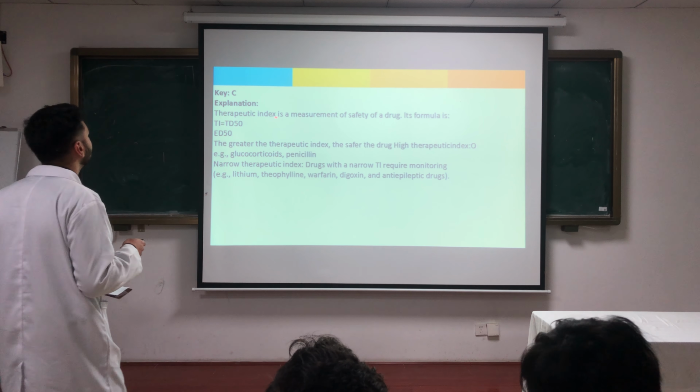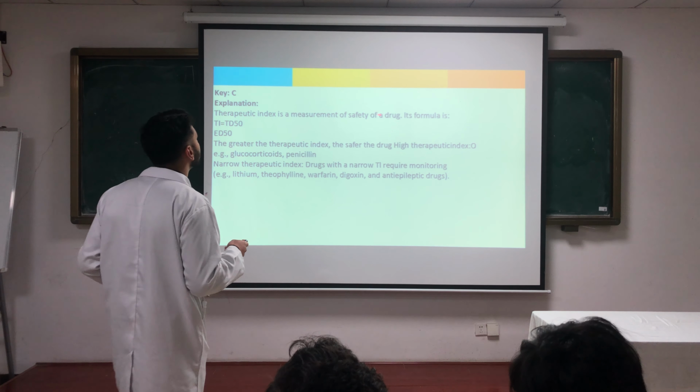So, therapeutic index is the measurement of the safety of the drug. Its formula is TI equals TD50 over ED50. The greater the therapeutic index, the safer the drug. Glucocorticoids and penicillin have a high therapeutic index. Drugs with a narrow TI require monitoring, like lithium, etc.